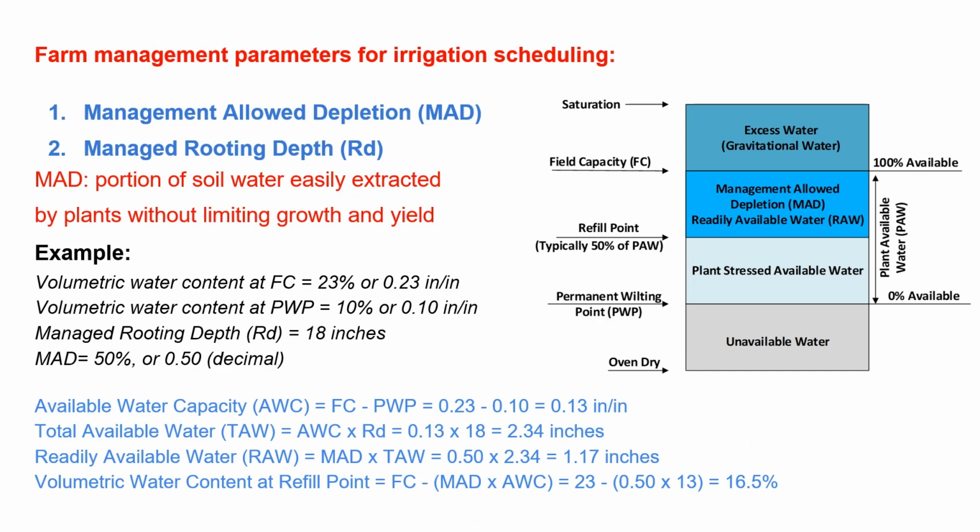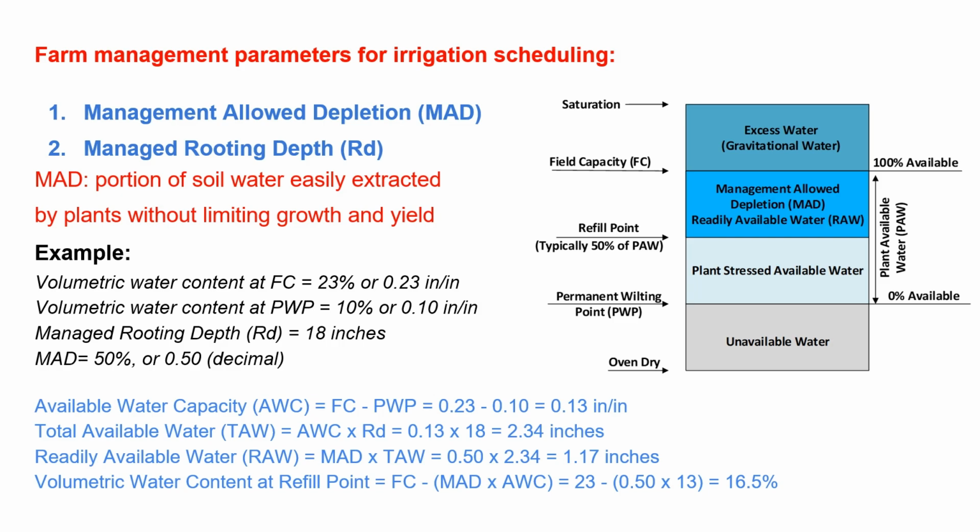Irrigation scheduling determines how much and when to apply water. The irrigation timing and volume depend on the soil characteristics and effective rooting depth, which will be discussed in this slide. The main soil parameters for irrigation scheduling are field capacity and permanent wilting point. As mentioned earlier, the water held in the soil between field capacity and the permanent wilting point is referred to as available water capacity or plant available water.